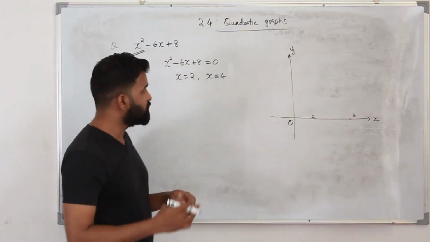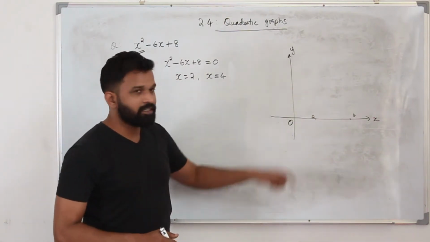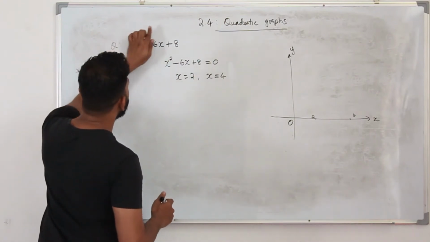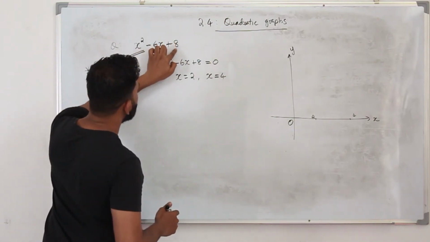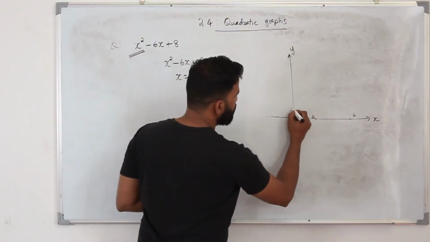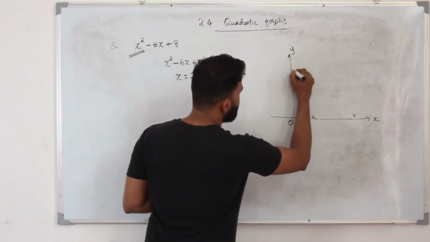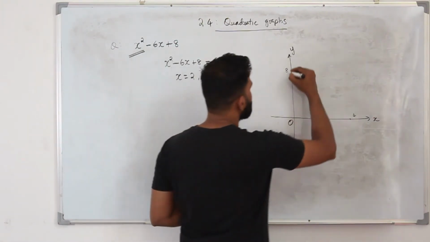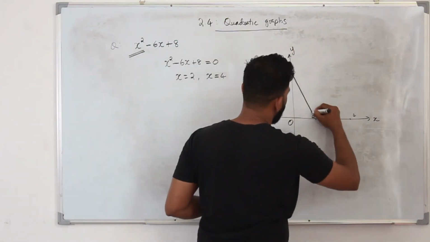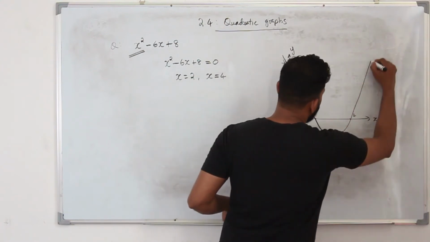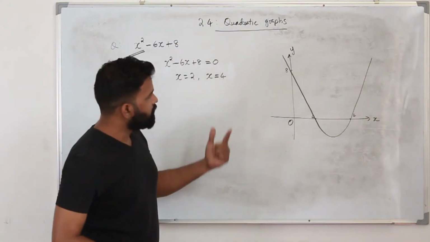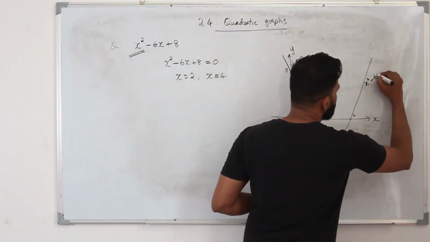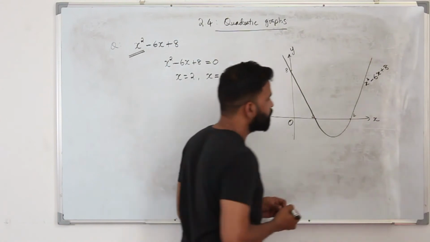So before you sketch the curve, you need to know the y-intercept. Y-intercept is simple. You need to replace x by 0 here, or in other words, just the constant term. That's your y-intercept. So let's say somewhere here, 8 is here. We got all these points, we can sketch the graph. Graph is not perfect, but this is the graph. You can label the graph x square minus 6x plus 8.